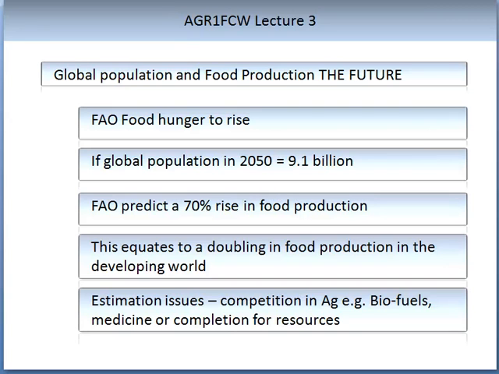If we look at the FAO's predictions, we can start to see some sobering forecasts on the world food production. Let us say that by 2050 the world population is 9.1 billion people. The FAO have predicted that a 70% rise in food production must occur to feed these people adequately. This will equate to a doubling in food production in the developing world, and as you will have noted from the previous slide, it is in many of these developing countries where the hunger problem occurs.